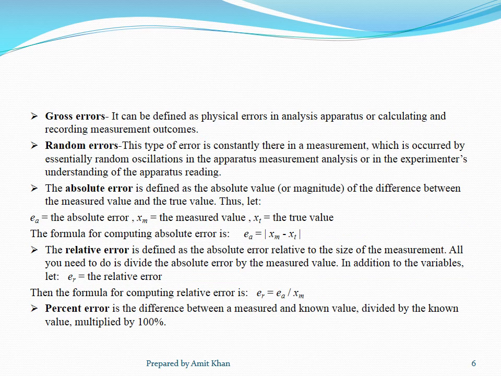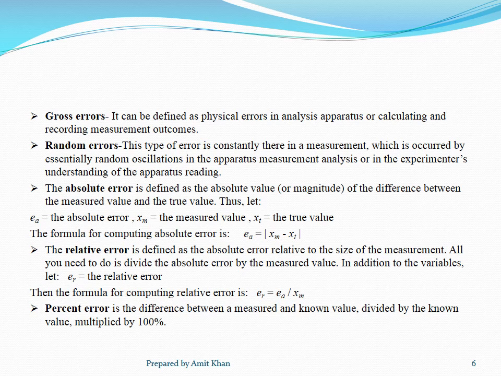Then comes gross error. It can be defined as physical errors in analysis apparatus or in calculating and recording measurement outcomes. Then come random errors. This type of error is constantly there in a measurement, which is caused by essentially random oscillations in the apparatus measurement analysis or in the experimenter's understanding of the apparatus reading.